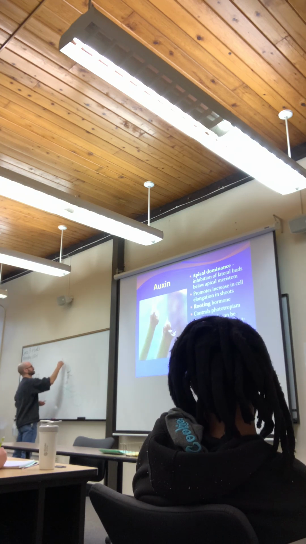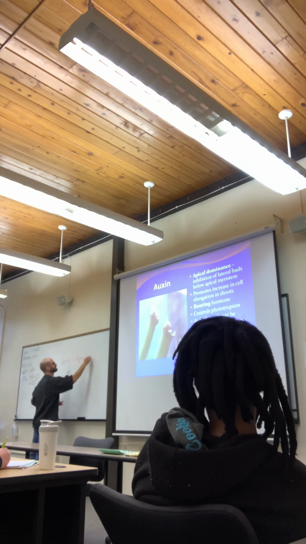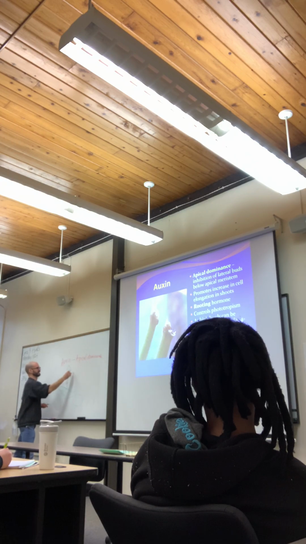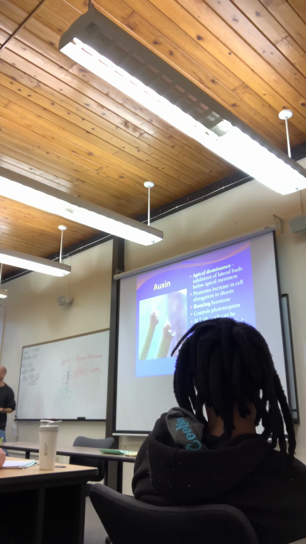So auxin has this role in apical dominance that inhibits shoots. So that means it stops those shoots from growing. Right?